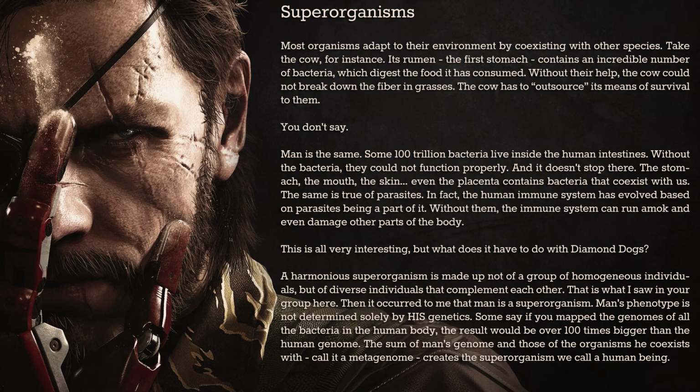And it does not stop there. The stomach, the mouth, the skin, even the placenta contains bacteria that coexist with us. The same is true of parasites. In fact, the human immune system has evolved based on parasites being a part of it. Without them, the immune system can run amok and even damage other parts of the body. This is all very interesting, but what does it have to do with Diamond Dogs? A harmonious superorganism is made up not of a group of homogeneous individuals, but of diverse individuals that complement each other. That is what I saw in your group here.